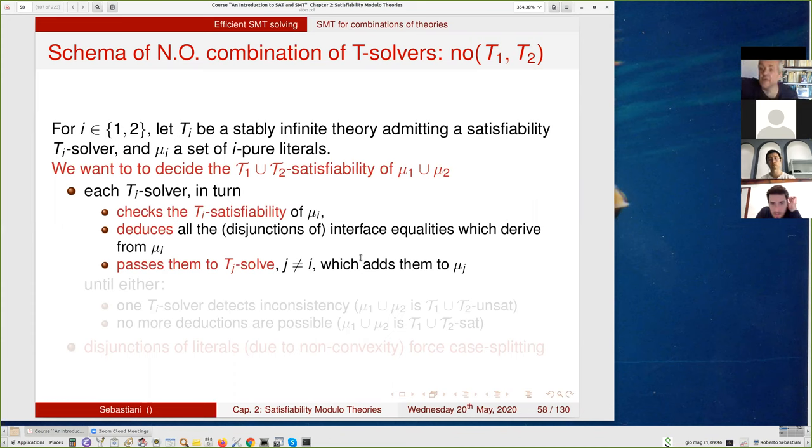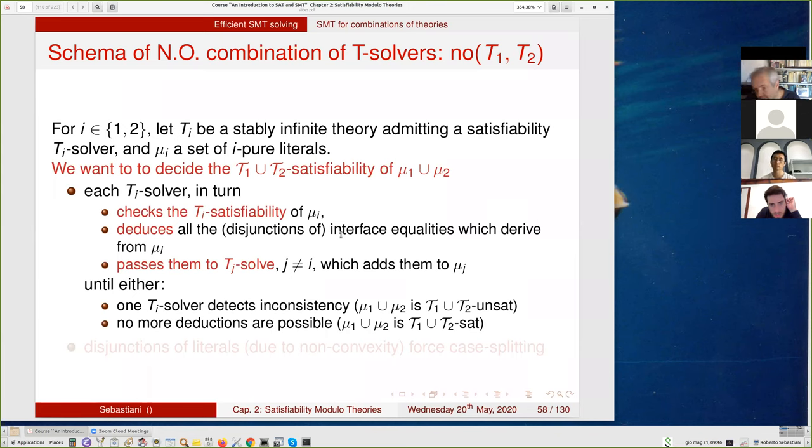Then the other solver deduces other equalities, which are passed back to theory one and so on and so forth, until one of two things happen. One, a solver detects an inconsistency, from which you can conclude that the two sets are mutually inconsistent. Or no more deductions are possible, from which we can conclude that the formula is satisfiable, because they are both satisfiable and agree on all possible interface equalities. Notice that when you have non-convex theories, things get much worse, because you pass a disjunction to the other solver, so you have to check separately the case with one equality and with the other one.